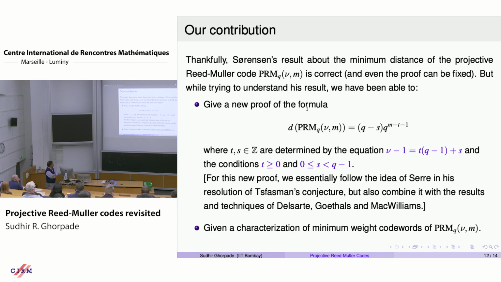So you use the ideas of Serre, but also keep in mind the lessons you learn from Delsarte, Goethals, McWilliams. So roughly speaking, with that, we could give another proof. And this proof, however, had the following advantage, that we could also give a characterization of the minimum weight codewords. So let me explain that.